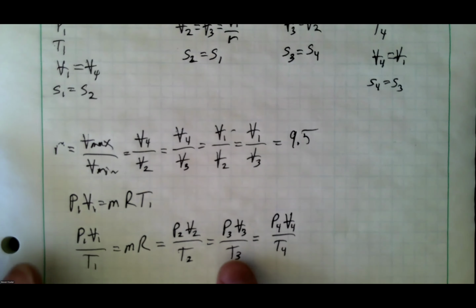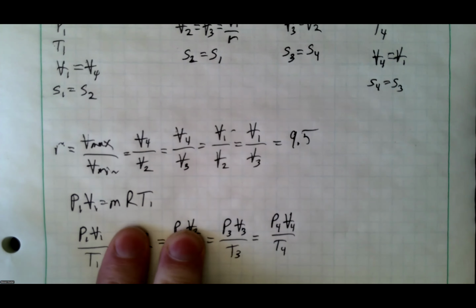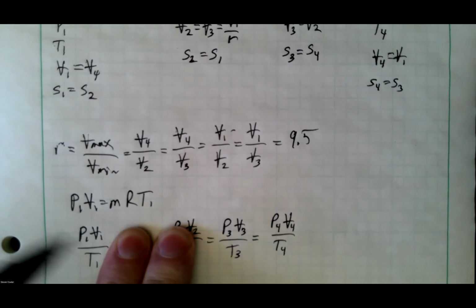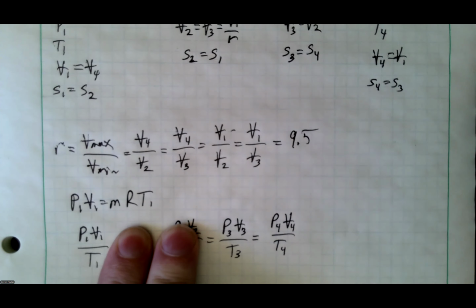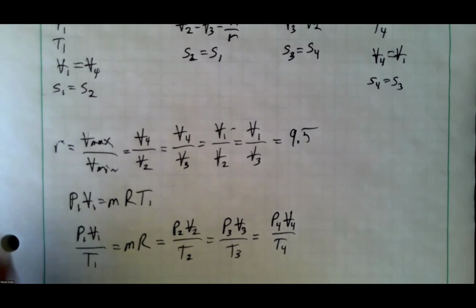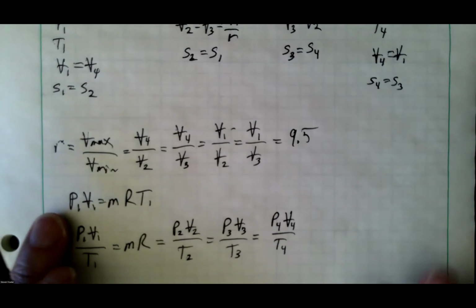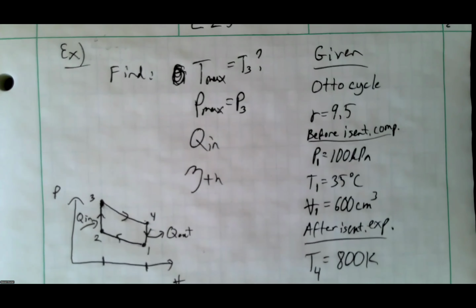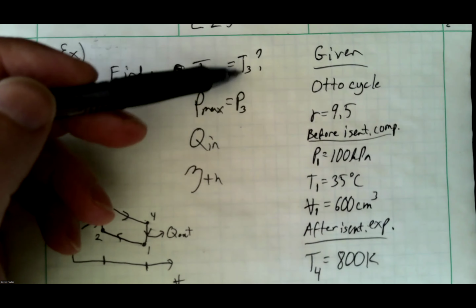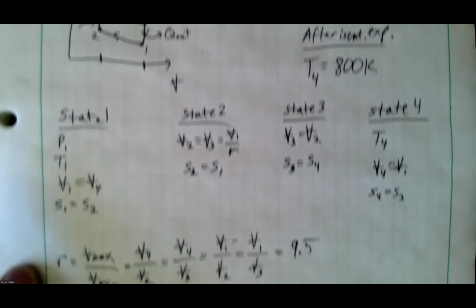So in this case, here's just one equation. This ratio is equal to that ratio. So that's one equation with two unknowns. I can't solve this yet. But if I know P3 or T3, I can use the ideal gas law to find the other. So I need either P3 or T3.